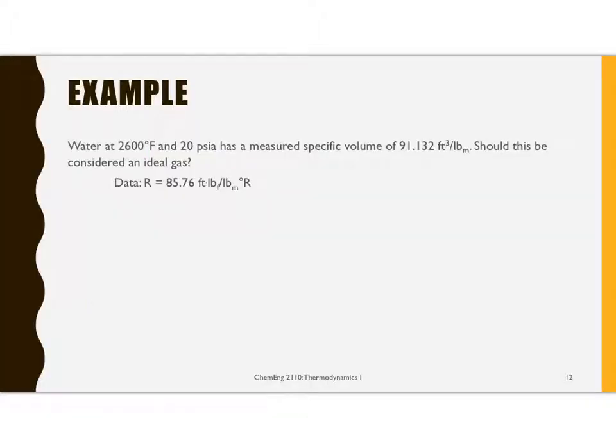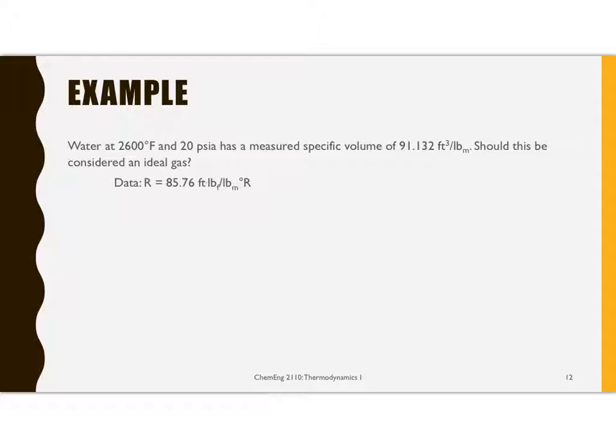So the first of these is really just a matter of how do you know whether or not something is an ideal gas? Now, we will later be talking about ways that you might predict this, but for now, we know that it's an ideal gas because it behaves like an ideal gas. And what does that mean? It means that it follows the ideal gas law.